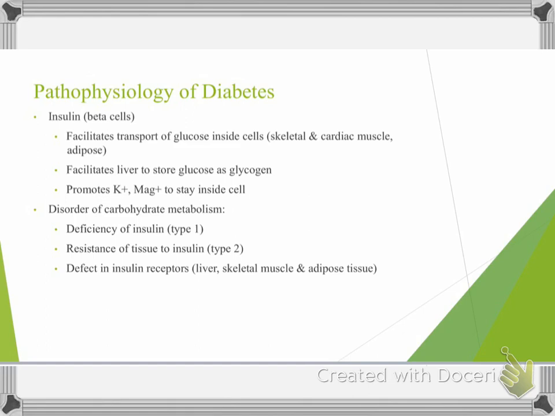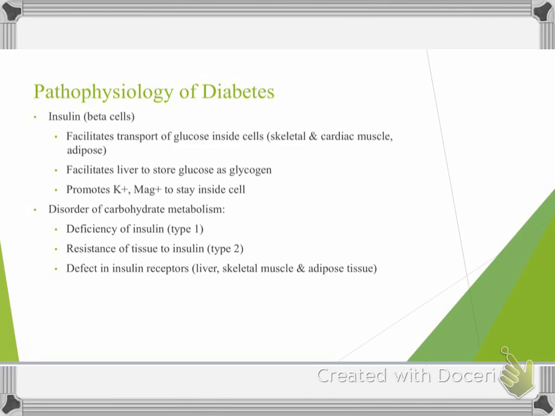So insulin is made by the beta cells in the pancreas. The insulin facilitates transport of glucose inside the cell, and this can be a skeletal muscle cell, a cardiac muscle cell, or adipose tissue. It provides energy for the cells. It facilitates liver to store glucose as glycogen, so there's glucose storage inside the liver. It also promotes potassium and magnesium to stay inside the cell, which will temporarily result in hypokalemia and hypomagnesemia levels.